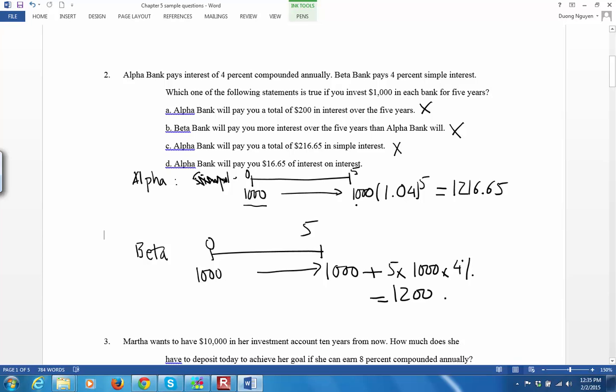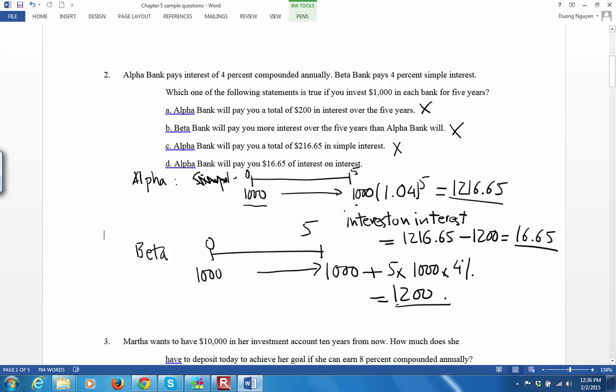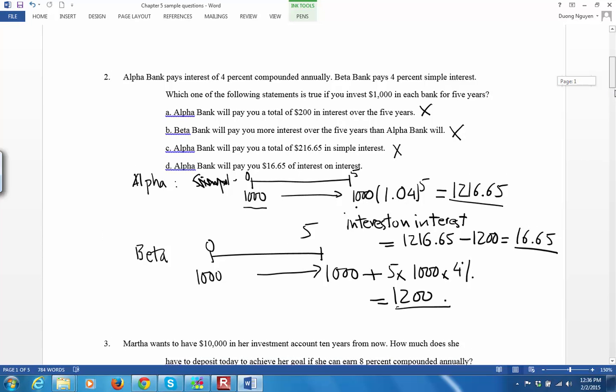And finally, Alpha Bank will pay you $16.65 interest on interest. Which is true, because this is the future value if the interest is compounded, and this is the future value if the interest is not compounded. So the interest on interest would be equal to $1,216.65 minus $1,200, which equals $16.65. So $16.65 here is interest on interest. Alright, let's move to question number 3.